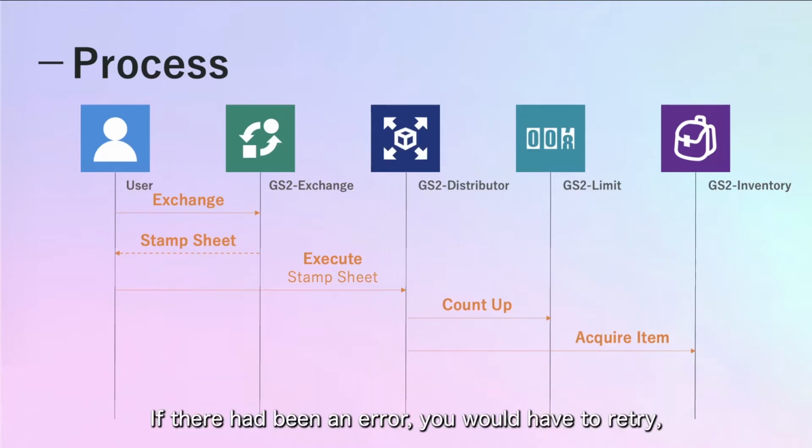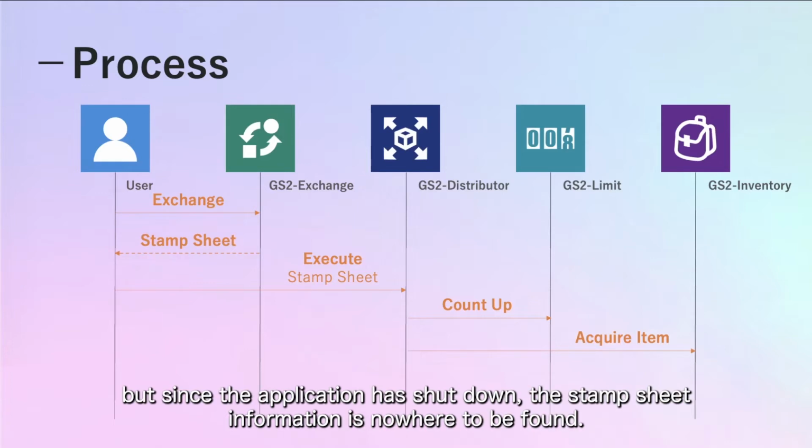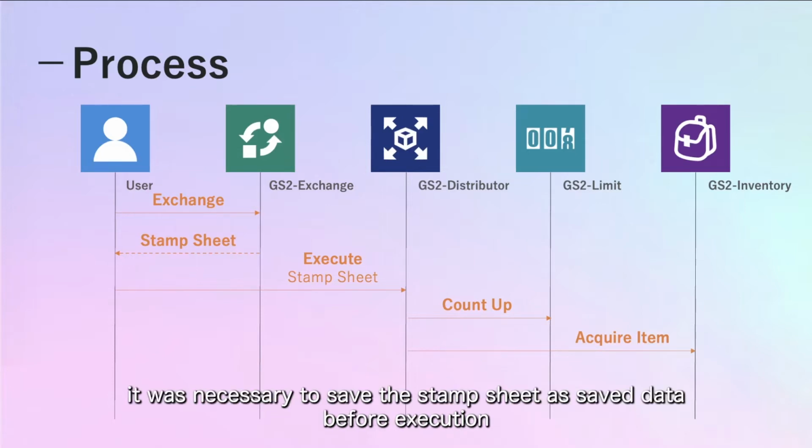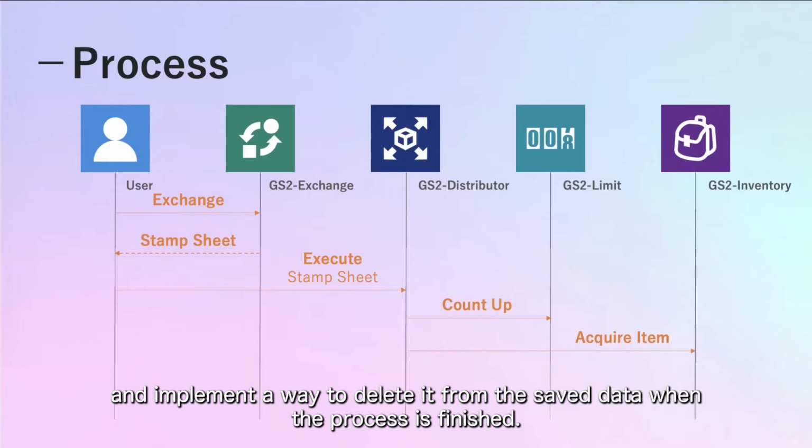If there had been an error, you would have to retry, but since the application has shut down, the stamp sheet information is nowhere to be found. To prevent such an accident, it was necessary to save the stamp sheet as saved data before execution and implement a way to delete it from the saved data when the process is finished.